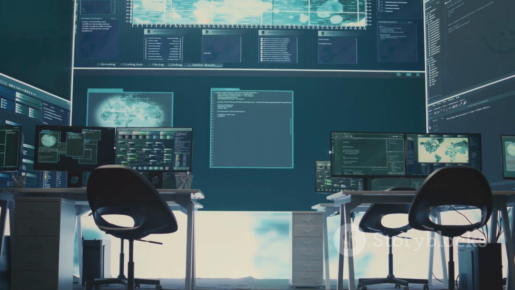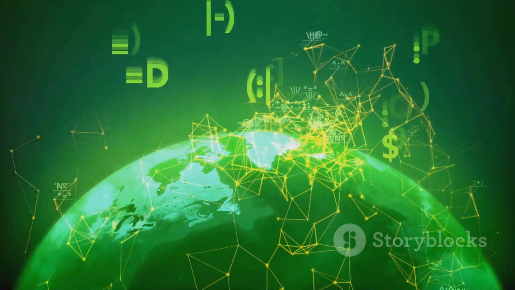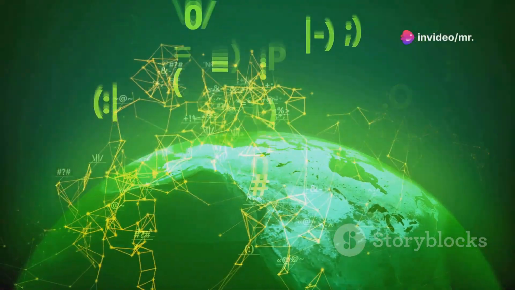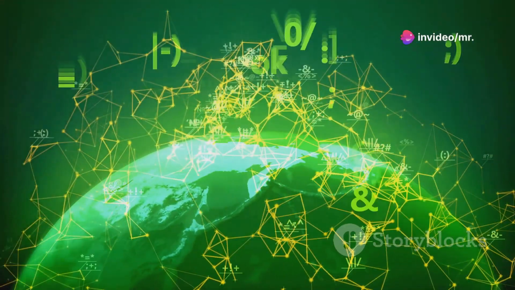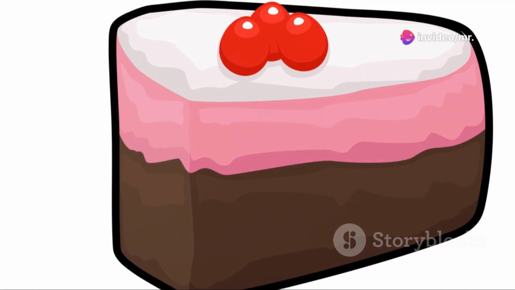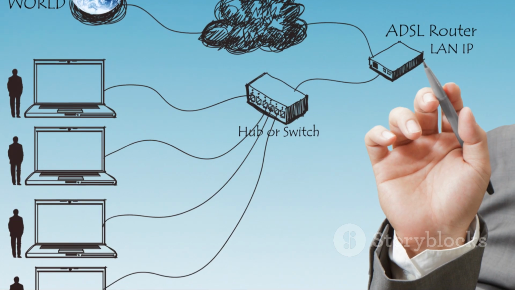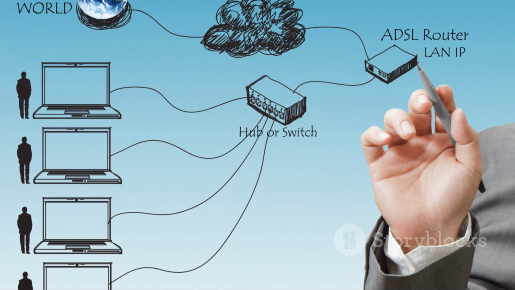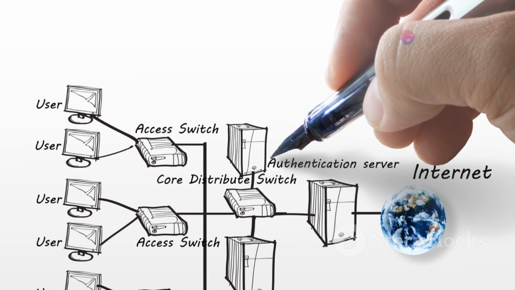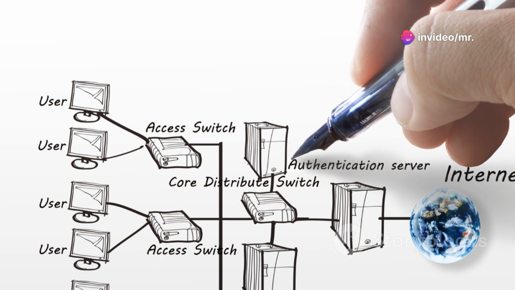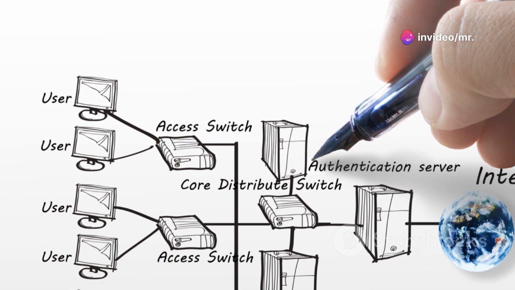Time for a networking crash course. We're talking about the OSI and TCP/IP models, the blueprints of how data travels across networks. Think of these models like the layers of a cake, each layer with a specific function. The OSI model, or Open Systems Interconnection model, has 7 layers, from the physical layer dealing with cables and signals, all the way up to the application layer where your web browser lives.